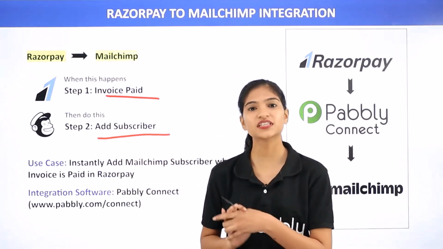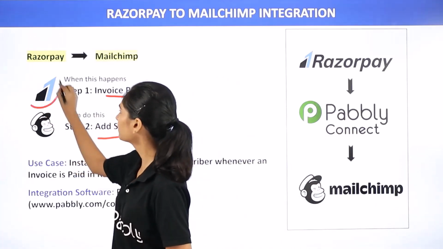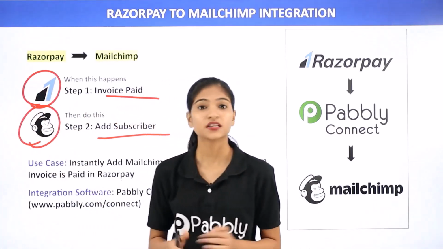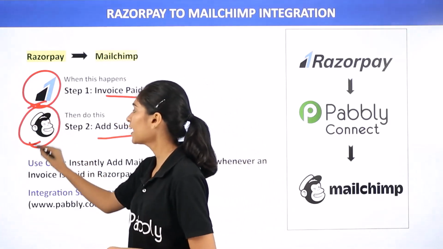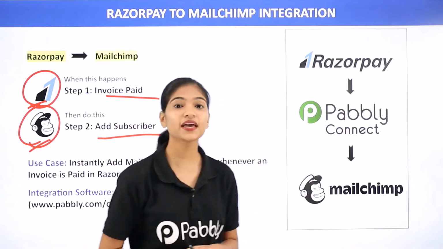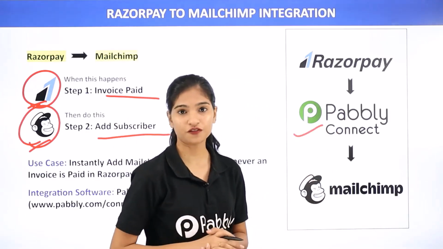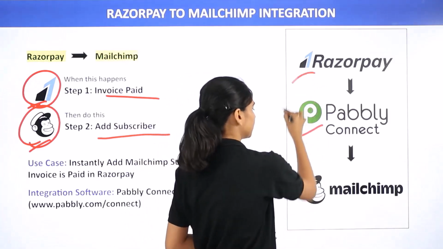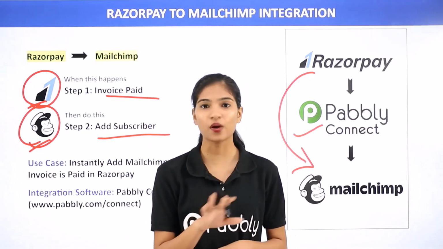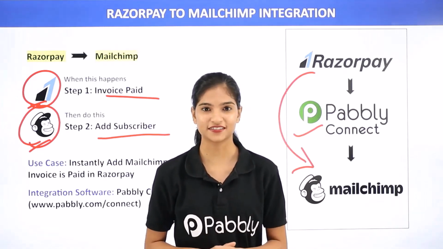First, let us know what these two software applications are all about. So Razorpay is an online payment gateway, whereas Mailchimp is an email marketing software. The issue here is that Razorpay and Mailchimp don't have any integration between them, and that is why we are going to use Pabbly Connect. So Pabbly Connect is an integration software which will help you to transfer data from Razorpay to Mailchimp. The best part here is you don't require any knowledge of coding. So let me show you this on my screen.